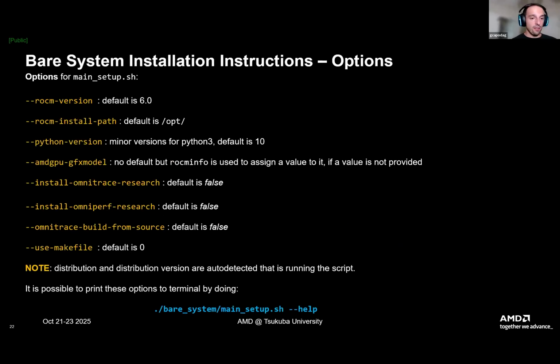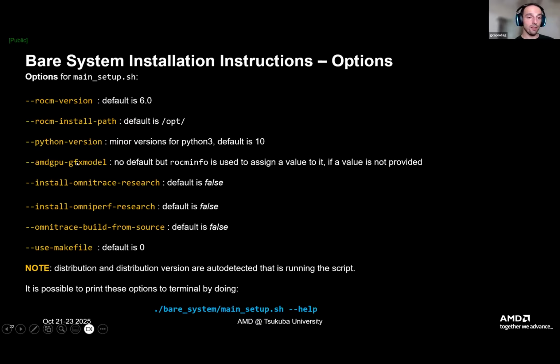Yeah, so these are the flags that you have. Let me just point you to the Python version, which is the minor version for Python 3. So, well, default was 10 when we were doing 22.04. Now it's 12 because we're doing 24.04 for Ubuntu. And this is the target architecture that you want.